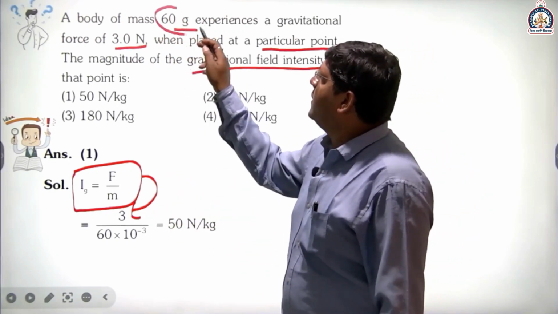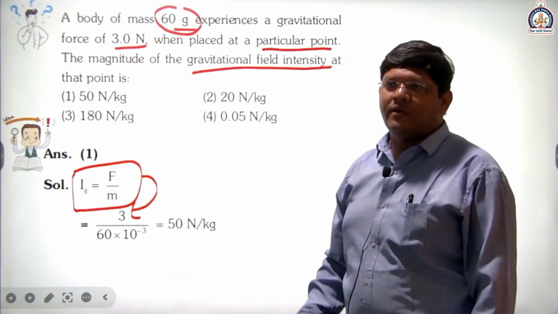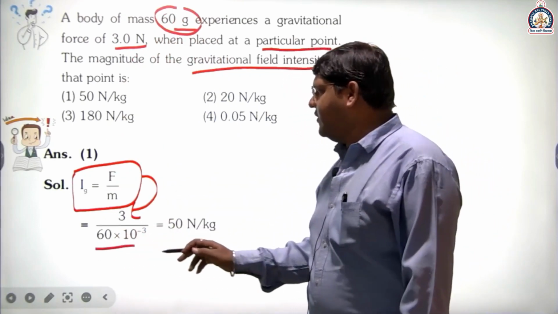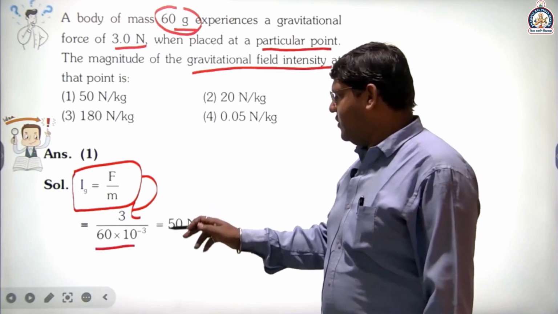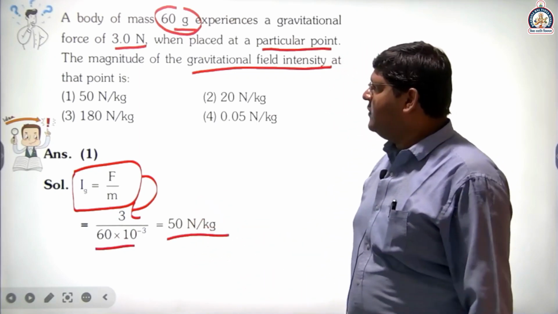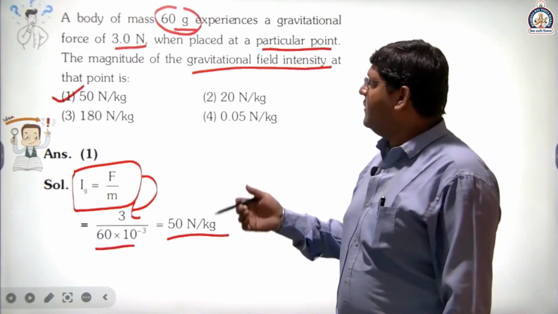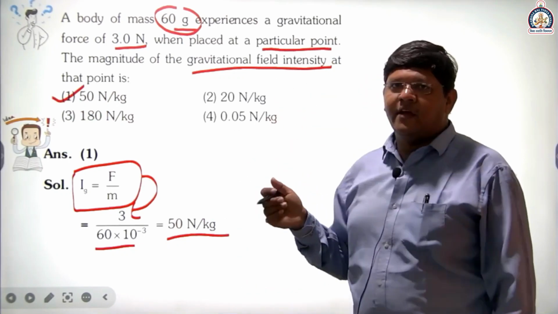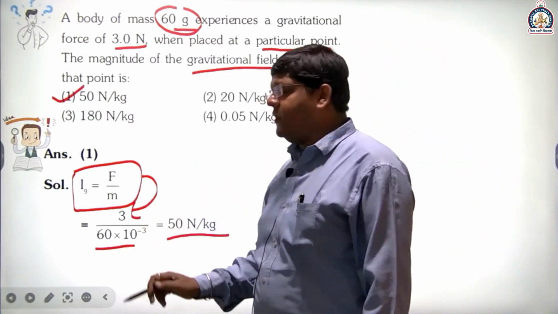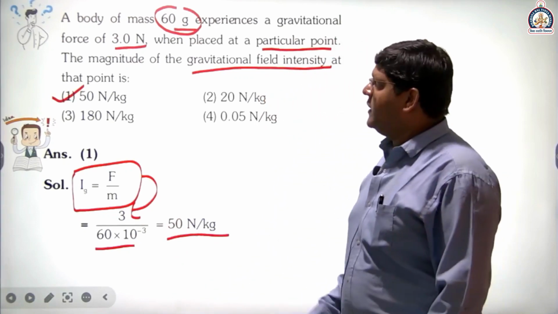Actually the mass is given in gram, we have to convert it into kg. So we get 60 into 10 raised to power minus 3, and after solving we get 50 Newton per kg. That is option number 1. We simply calculate the value of gravitational field intensity by taking the ratio of force upon mass. Okay, moving to the next question.